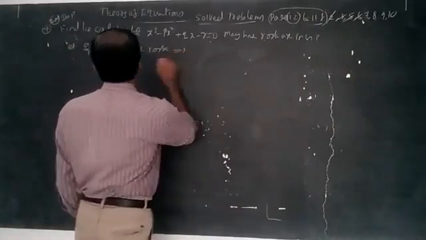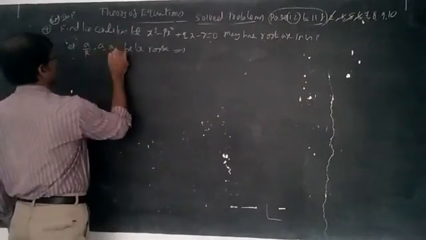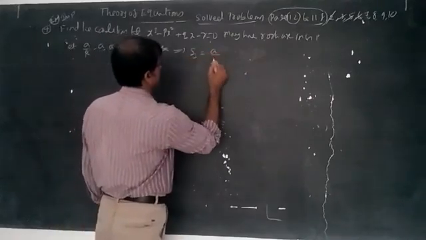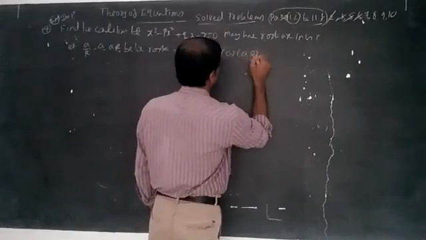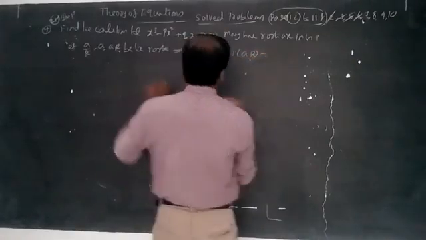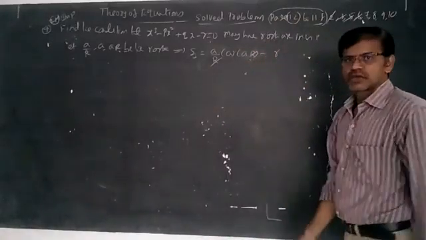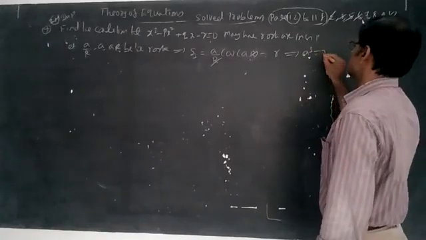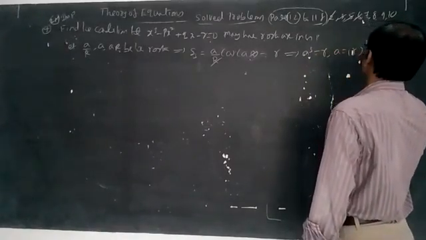That implies product of roots, S3. I am writing here a by r into a into ar is equal to r. Simply small r will get cancelled. a cube is equal to small r. So a is equal to r power 1 by 3.